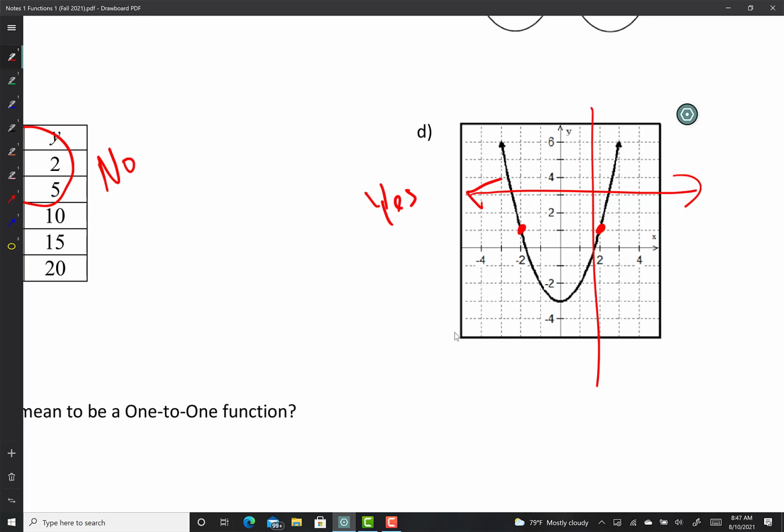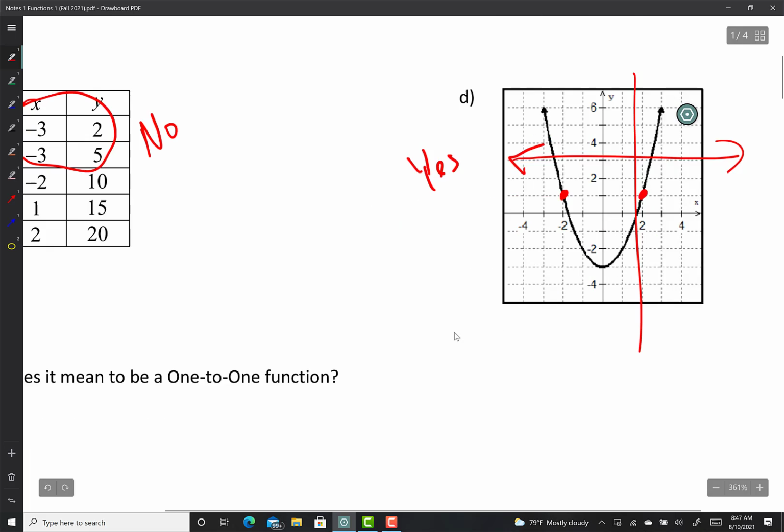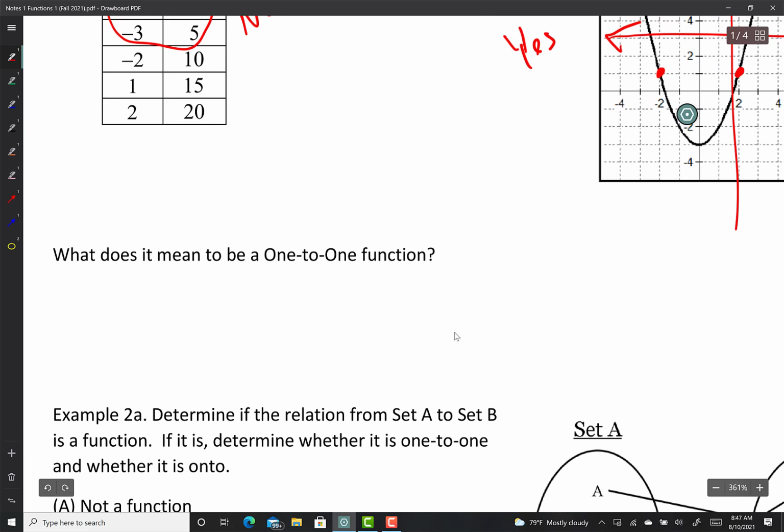A one-to-one function would only be like a linear equation. A linear equation is one-to-one. So is a cubic. Really, any odd function is probably going to be one-to-one. So if you want a definition, what's a one-to-one function? It passes both what? Vertical and horizontal line test. Perfect. Okay. And that's it.